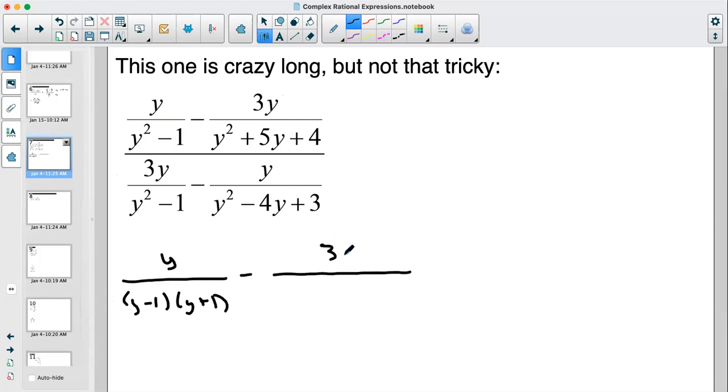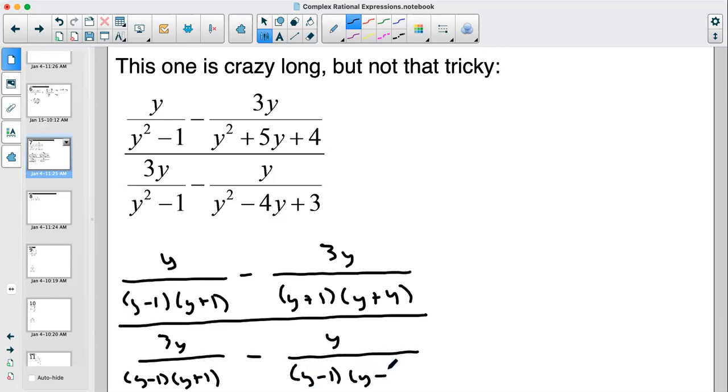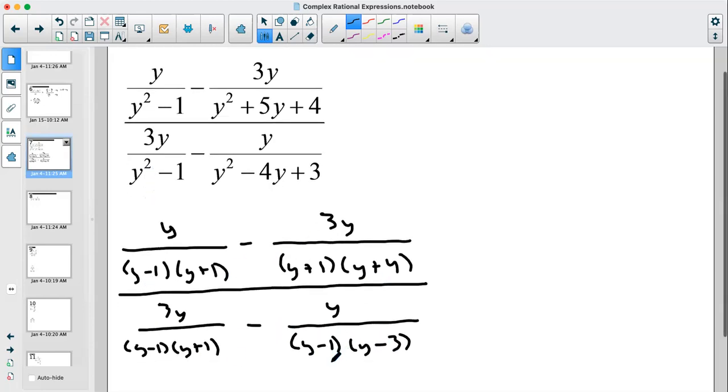The denominator of this one is y plus 1 and y plus 4. This one is 3y over y minus 1 times y plus 1. And this one is y over y minus 3 and y minus 1. I said that in a different order than I wrote it, but it's the same thing. Now we see that the denominator of each one of these fractions has 2 factors.